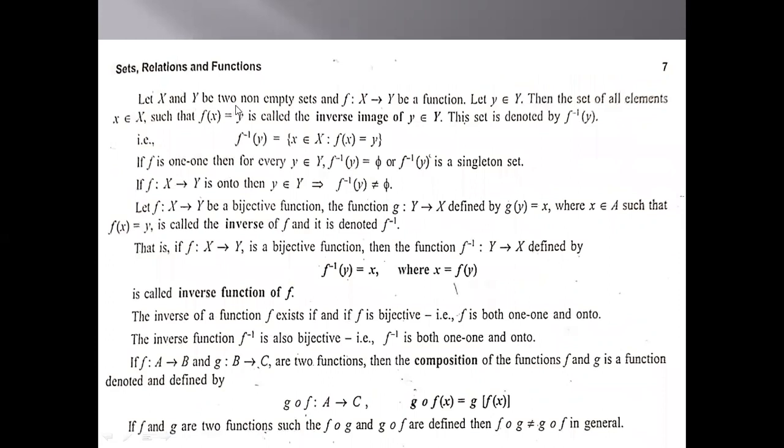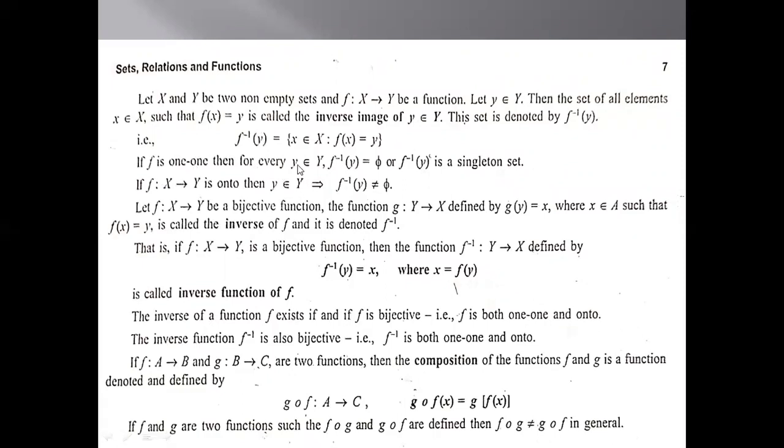Let X and Y be any two non-empty sets and f from X to Y be a function. Let small y belongs to capital Y, then the set of all elements x belongs to X such that f of x is equal to y is called the inverse image of small y belongs to capital Y. The set is denoted by f inverse of y. F inverse of y is equal to x belongs to capital X such that f of x is equal to y.